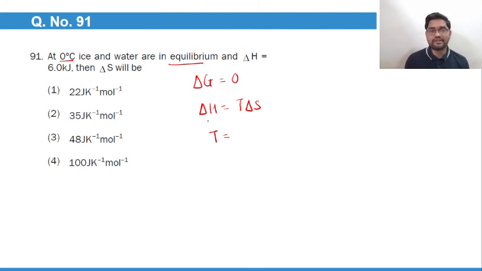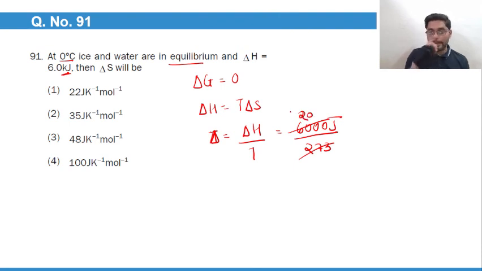What we need to calculate is delta S. So delta S is equal to delta H by T. That is 6 kilojoules, that is 6000 joules, because here it is kilojoules and the answer is in joules, divided by 273. Even if I take it around 300, it is mostly nearby 20. So we'll go with option number 1.